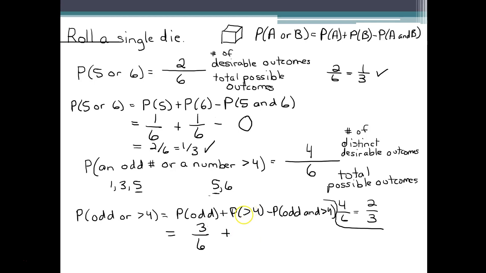Plus probability of greater than 4. Remember, greater than doesn't include the 4, it's everything bigger. So that's a 5 or a 6. So that's 2 possible outcomes out of 6 total. 2 desired outcomes out of 6 total possible.